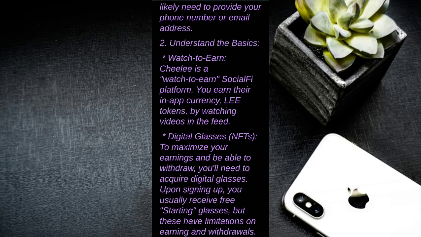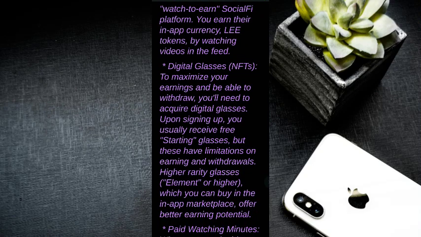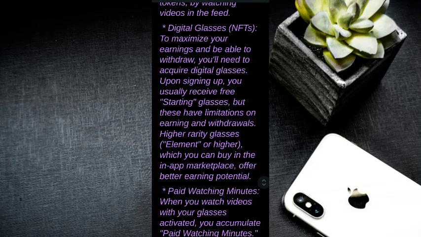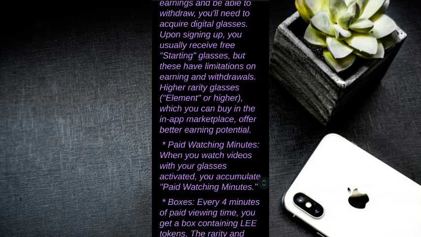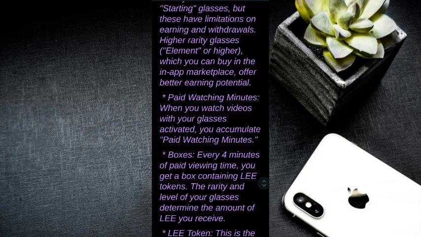The first one is watch to earn. You see, Chelee is a watch-to-earn SocialFi platform. You earn their in-app currency called Lead tokens by watching videos in the feed. They also have what they call digital glasses. To maximize your earning, you need to acquire digital glasses. The first class you'll be given upon signing up is called the starting glasses, but it has limitations on earnings and withdrawals. So you have to use higher rarity glasses like Element or higher. You can buy them in the in-app marketplace to get better earning potential.